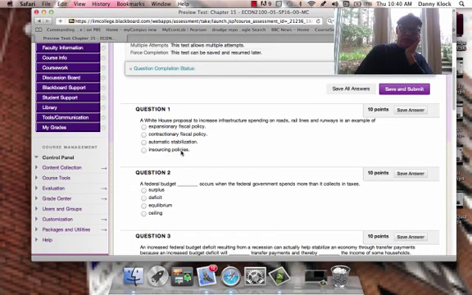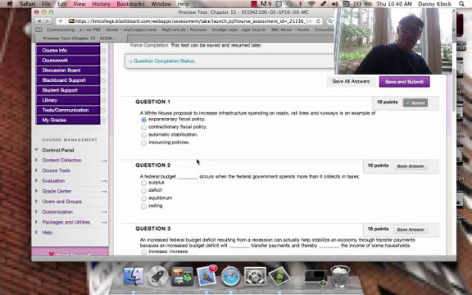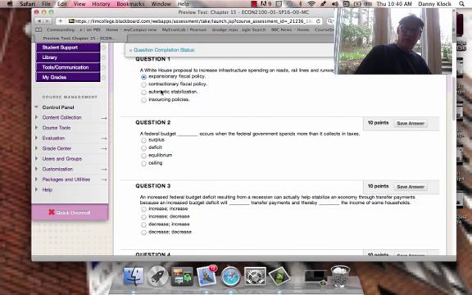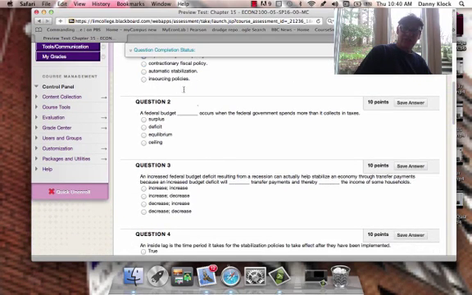Yeah. Question number 1. A White House proposal to increase infrastructure spending on roads, rail lines, and runways is an example of, and again, this is what happened in 2009, trying to fix that recessionary problem we were having. This is an expansionary fiscal policy, of course. Basically, want to spend more money. Didn't want to increase taxes. Not automatic. We're going with the automatic stabilizers. I don't even know what insourcing policies means.